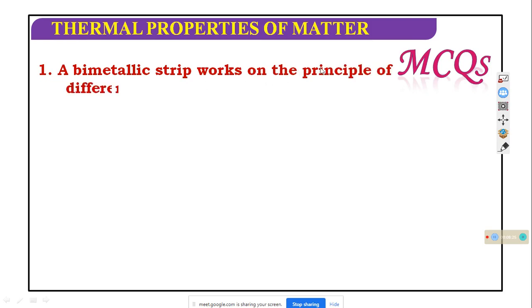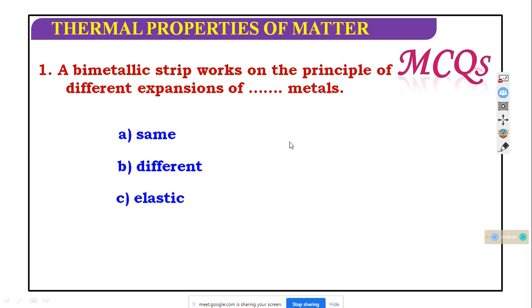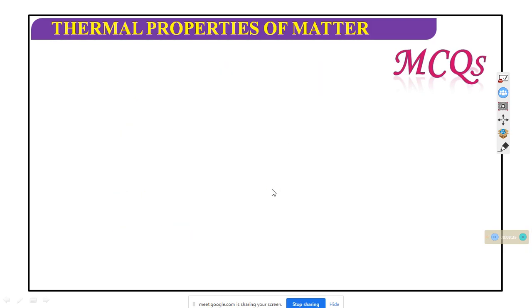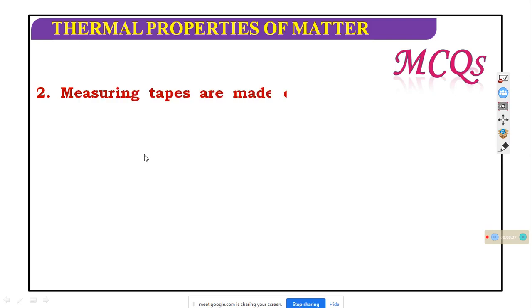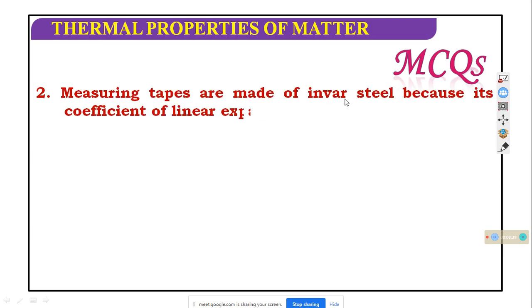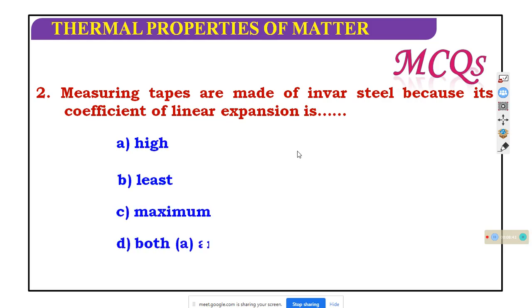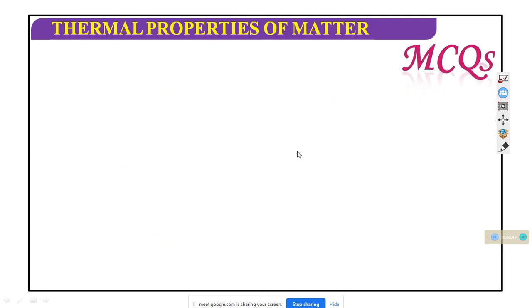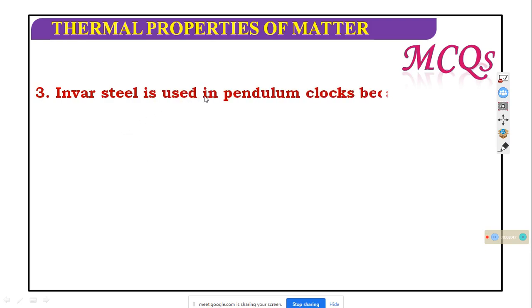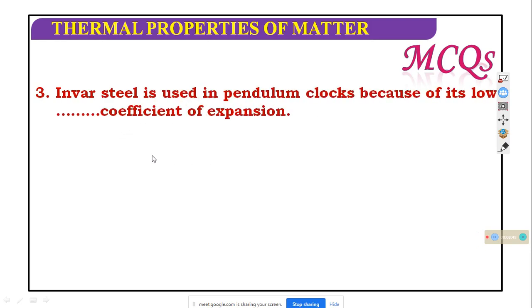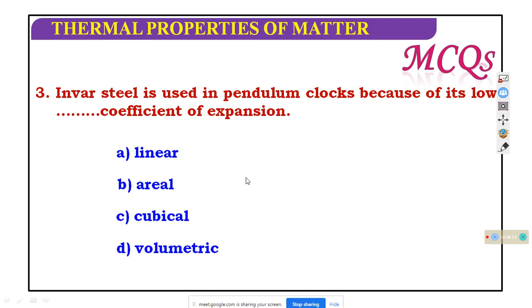The bimetallic strips work on the principle of different expansion of different metals. Which one is right? It will be different metal. The measuring tapes are made of invar steel because it has the least coefficient of linear expansion. Okay, next one. Invar steel is used in pendulum clocks because it has a low linear expansion.